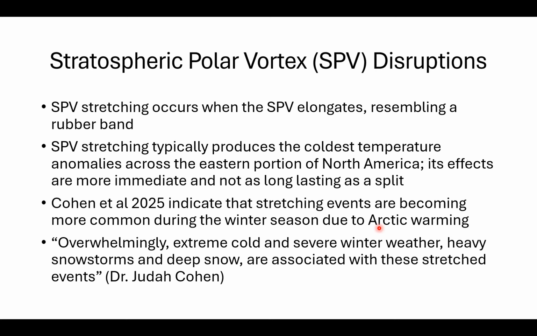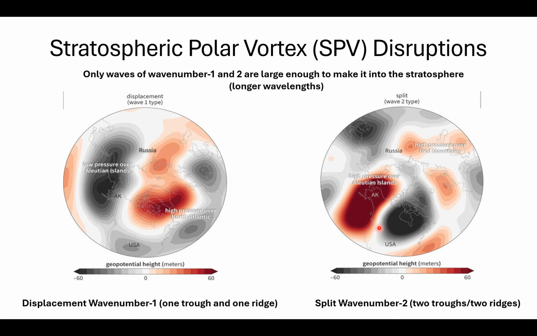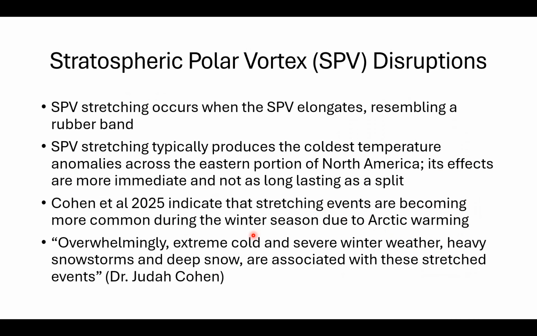And then you set the whole northern hemisphere into the wave configurations you need for a stratospheric polar vortex disruption. The wave number one, wave number two, right? Overwhelmingly, now this is a quote directly from Dr. Judah Cohen, he said, overwhelmingly, extreme cold and severe winter weather, heavy snowstorms, and deep snow are associated with these stretched events. So, just last winter, in the 24-25 winter, we had 10 stratospheric polar vortex stretched events.